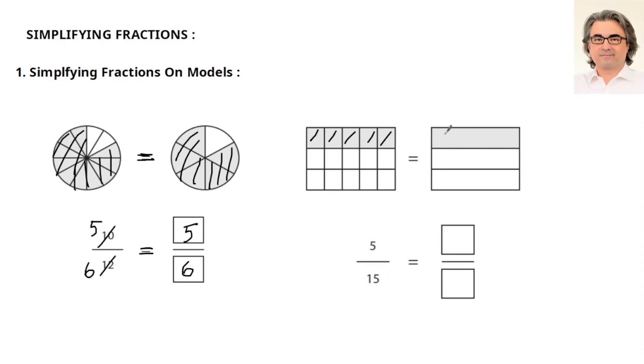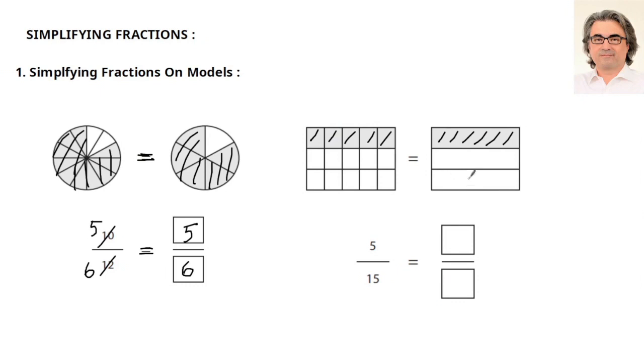What about the second one? As you see in the second one, the shaded region is only one piece, but the amount of this shaded region in the second picture is equal to the amount of shaded region in the first picture.